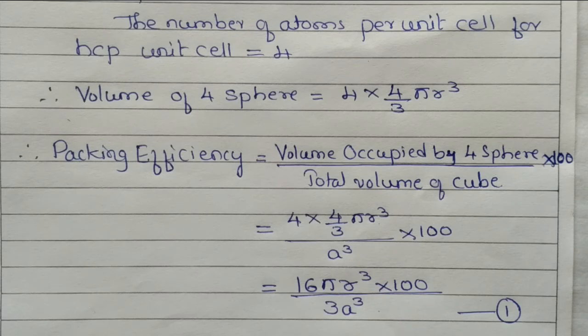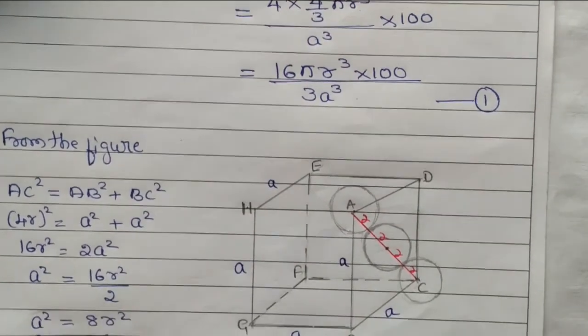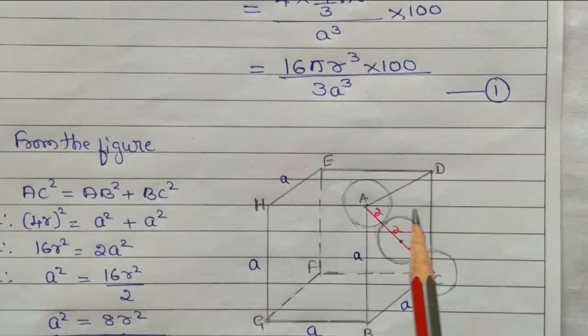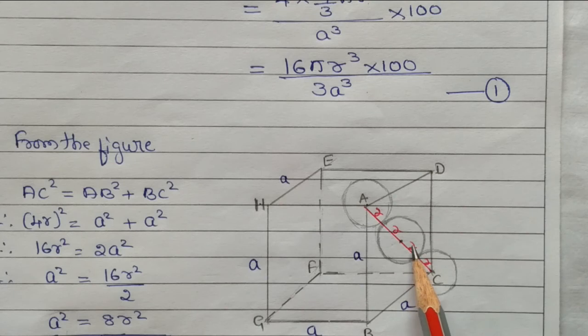Now our aim is to get the relation between a and r. For that, you have to consider the structure of the FCC and calculate the relation between a and r. So let us take that diagram here. I have considered the unit cell. Atoms are at the face center. On the face, A, B, C, D is one face, and in its center we have one atom, that is the face center, and these are the corners.